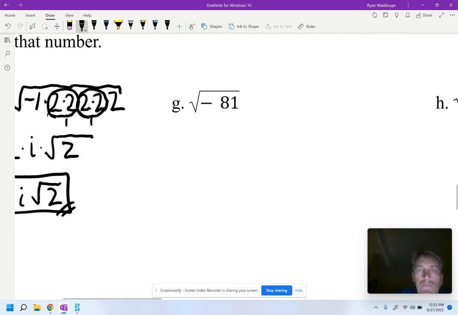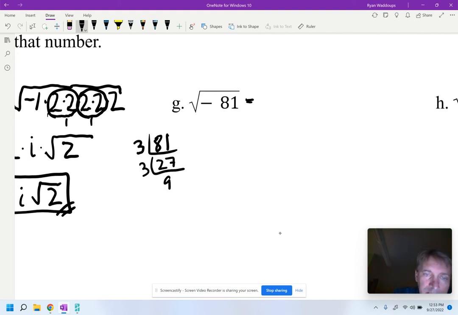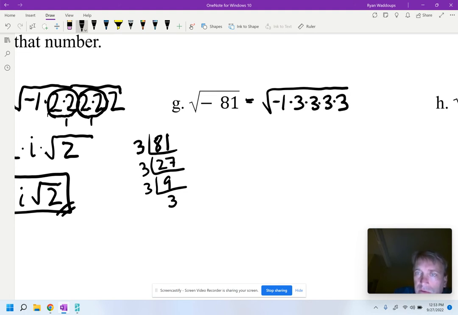Look at G. We've got, let's go off to the side here, 81. 2 will not go into 81. So we start with 3. 3 goes into 81 27 times. And 3 goes into 27 9 times. 3 goes into 9 3 times. And so this is the square root of -1 times 3 times 3 times 3 times 3.